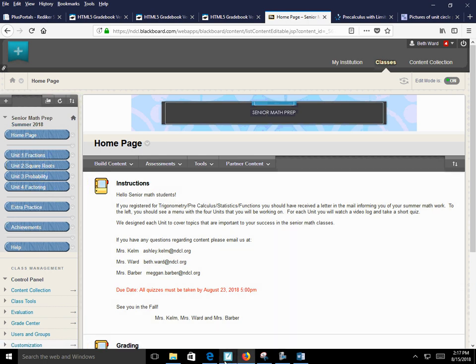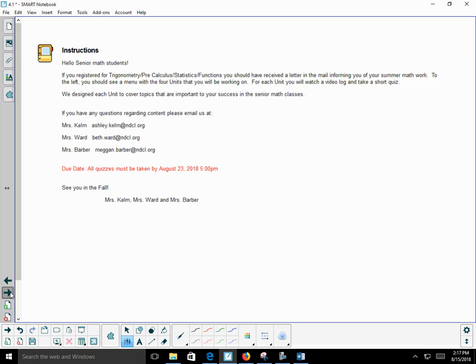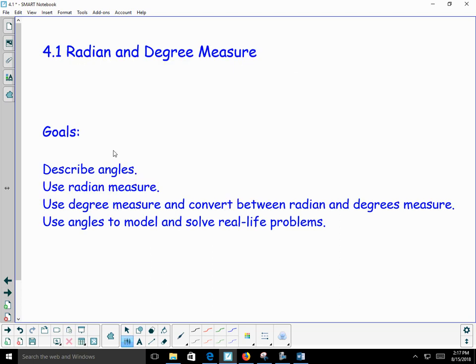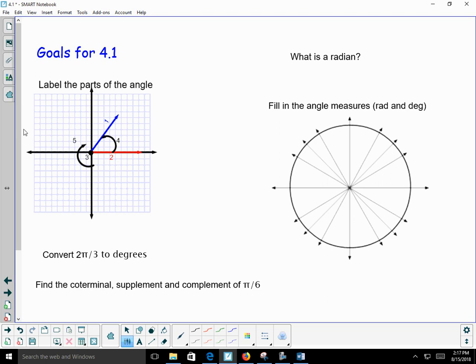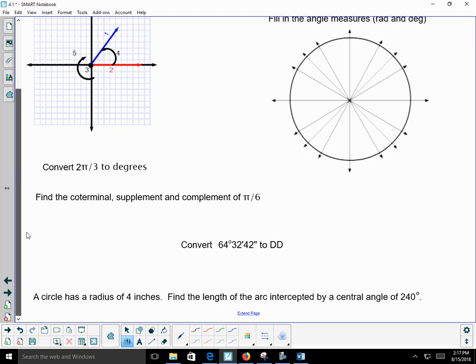So now let's get into the fun stuff, and let's start talking about trig. So what our goals for the first section is going to be to describe angles, use radian measures to describe angles, look at the degree measure and convert between radians and degrees, use angles to model and solve real-life problems. So this is everything that we're going to cover in 4.1.